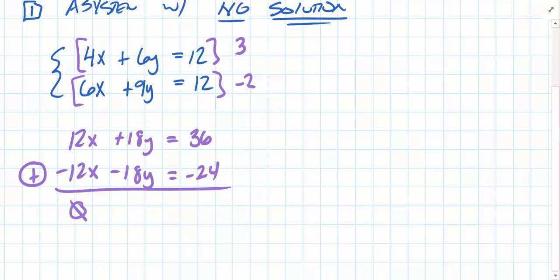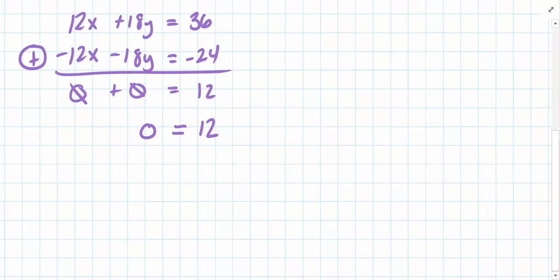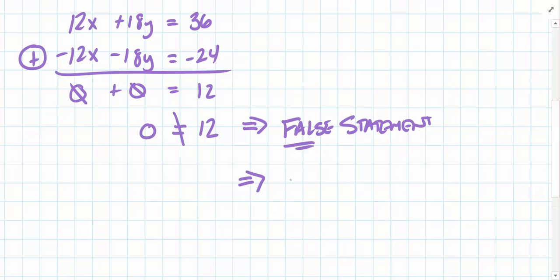If I add vertically, we can kind of already see what happens. 12x and negative 12x cancels, right? Or sums to nothing. 18y and negative 18y also sums to nothing. And I get 36 minus 24 is 12. So look, I get 0 is equal to 12. On what day is 0 equal to 12? No day. That is never true, okay? So if you get a false statement, is everyone okay with that part? Everyone, that's false, right?